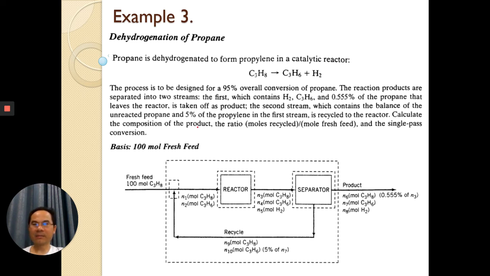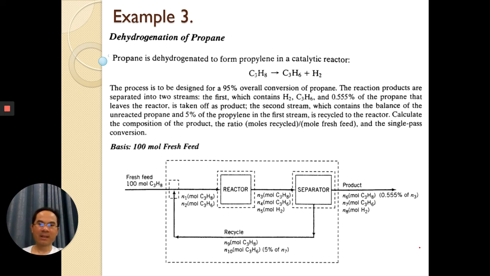The process is designed for 95% overall conversion. This is an overall conversion: the feed to the process and the output of the process, of the propane. The reaction products are separated into two streams. The first is the product and the second is the recycle. The first contains hydrogen, propylene, and 0.555% of propane that leaves the reactor, taken off as product.